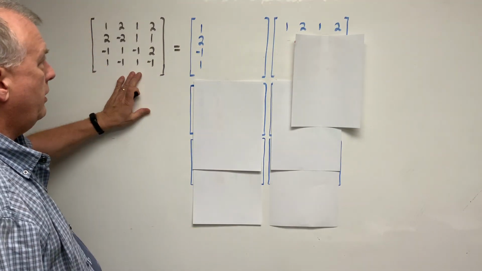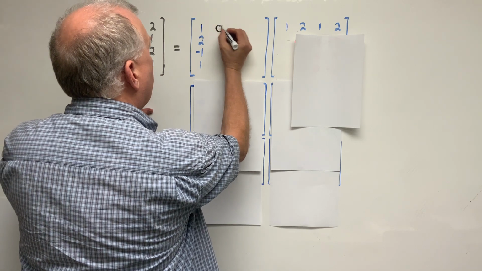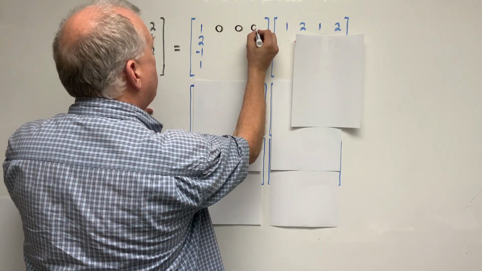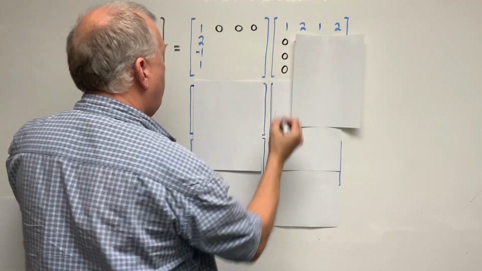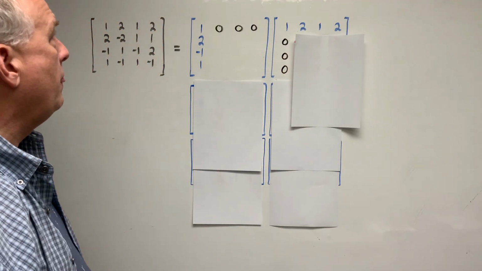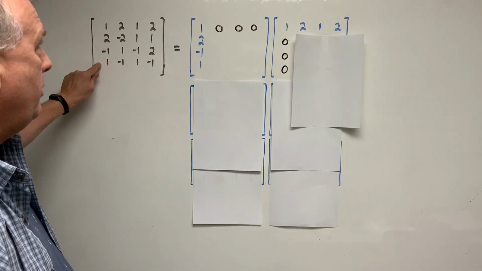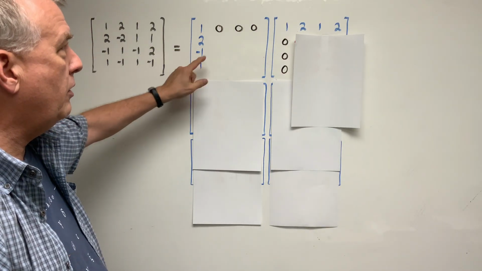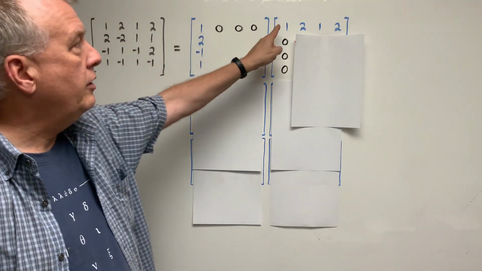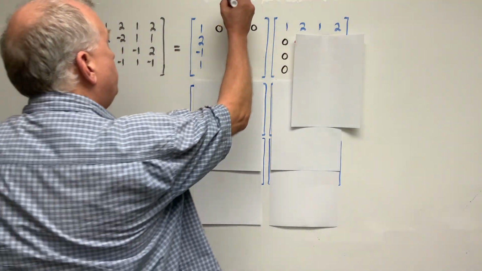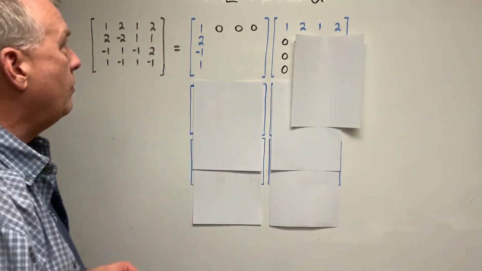LU decomposition means lower triangular times upper triangular. If I'm trying to realize the black matrix using a lower triangular matrix times an upper triangular matrix, then I must represent the first column of my matrix product in the first column of L, and the first row of my matrix product in the first row of U. Think of these as the L and U under construction.